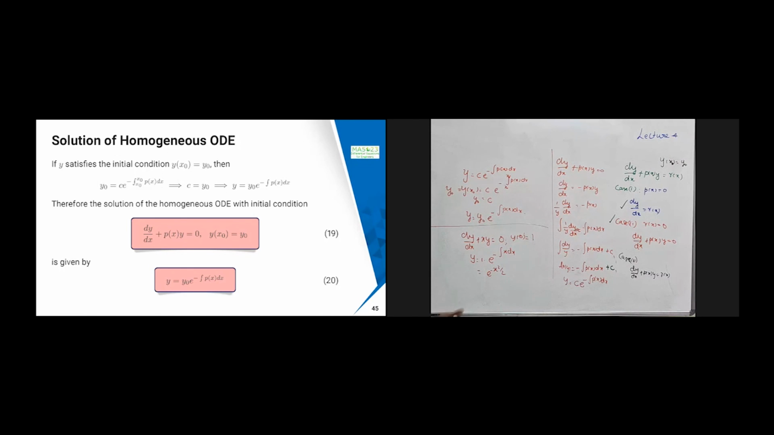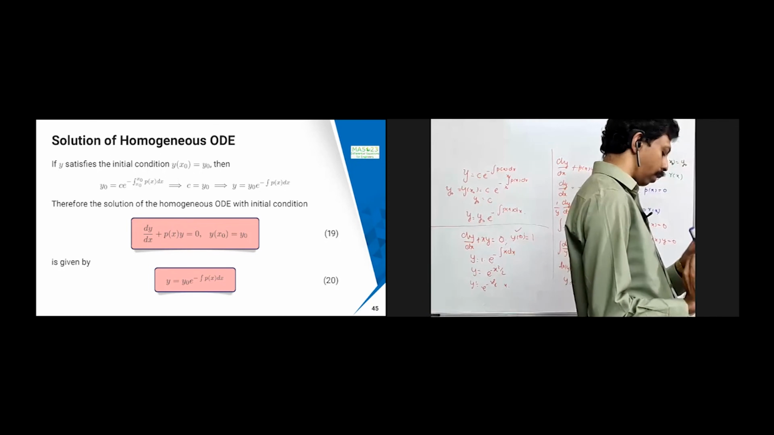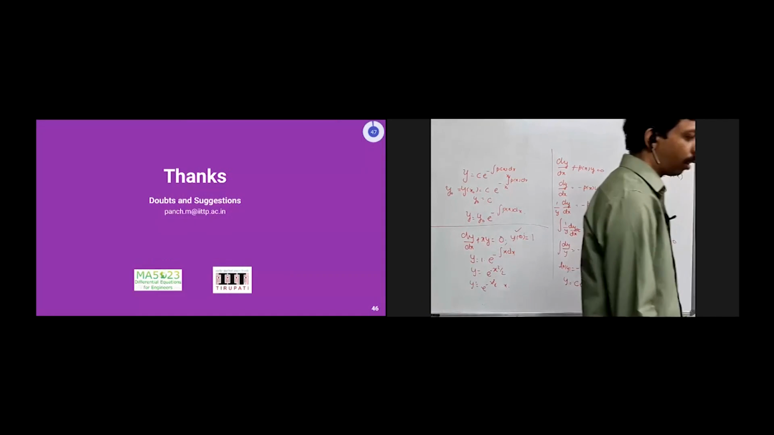You can just check whether it is true or not. If I put y(0), that becomes 1, so this is satisfied. If I substitute, y' becomes e^(-x²/2) times 2x by 2, that is, only x comes, so y' = -xy. That is satisfied. So with this I will conclude today's session, and we'll discuss the rest of the things in the next class.